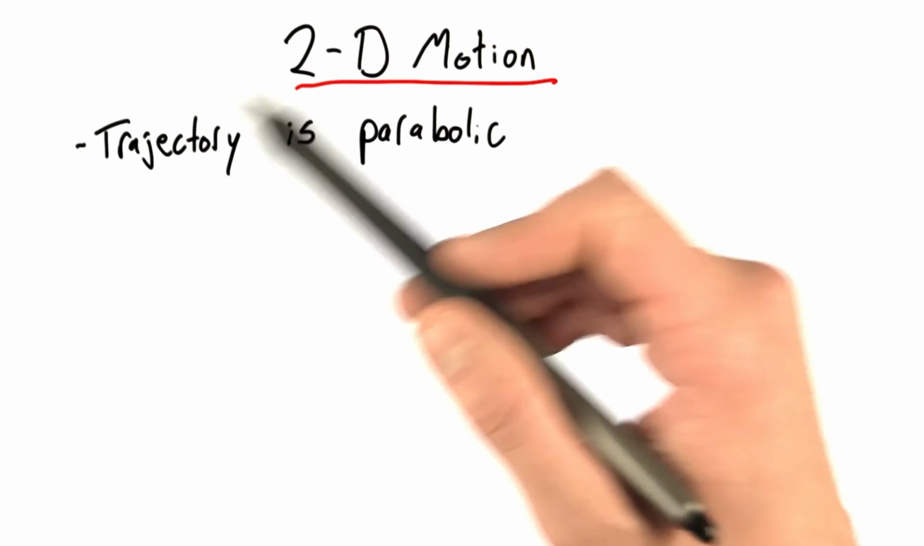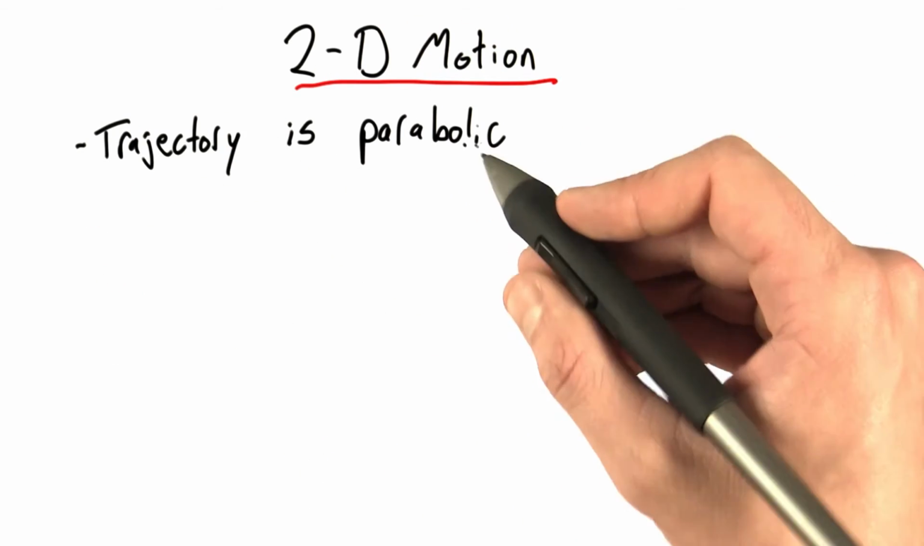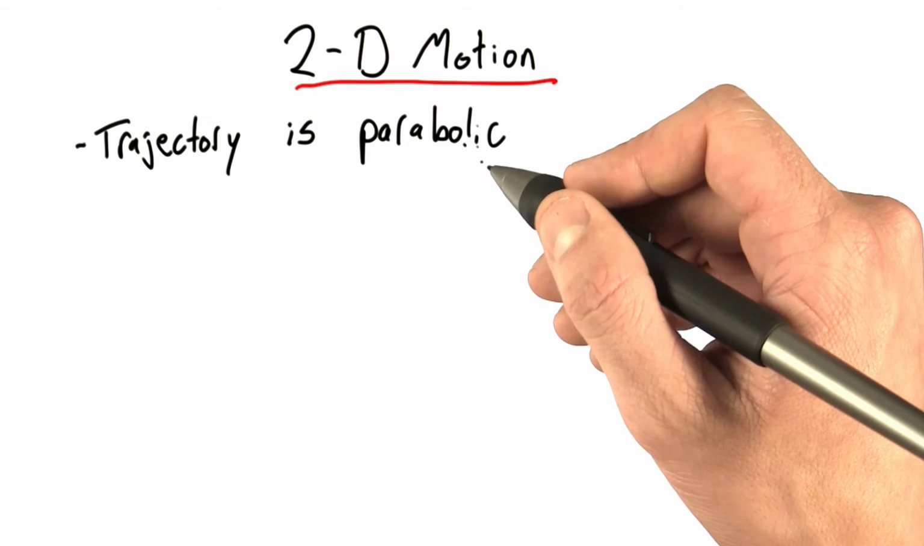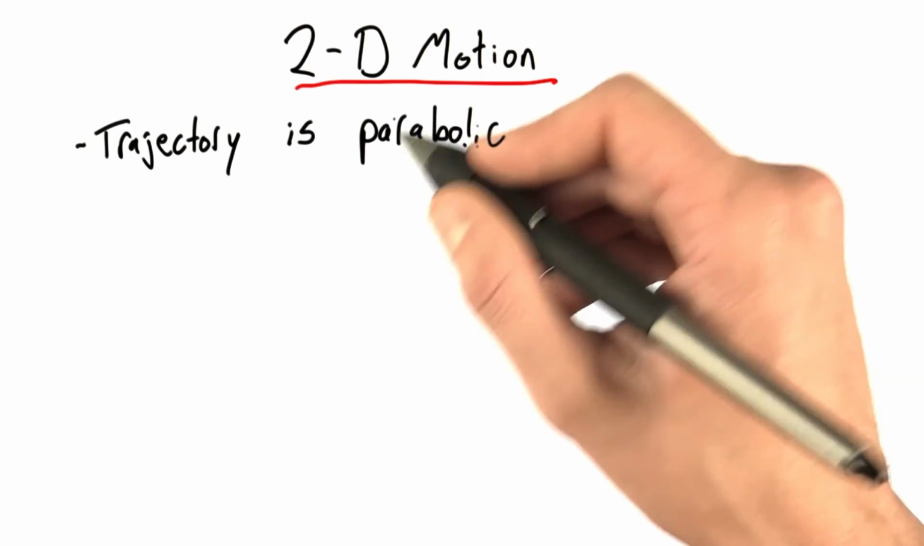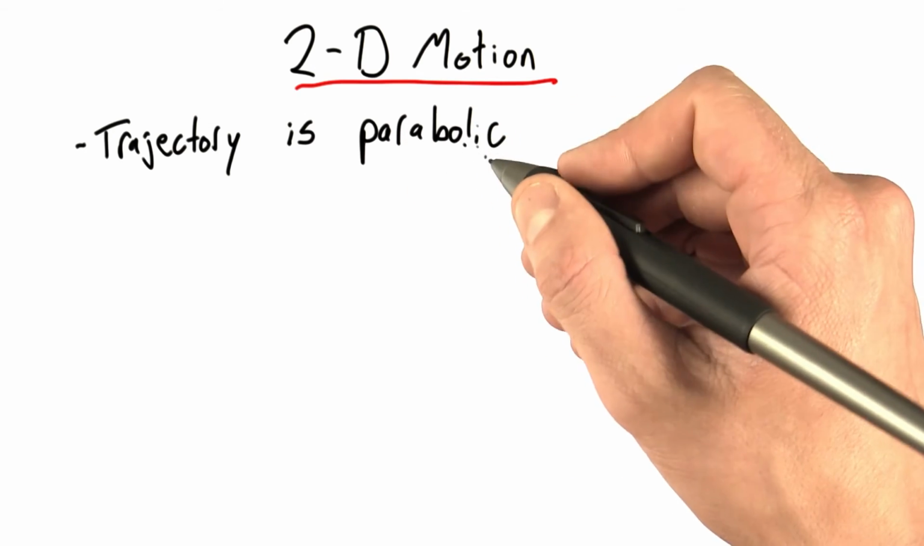So we know that two-dimensional motion is parabolic. But so what? Parabolic is just a word. What does it mean? In fact, can we use this word to somehow describe two-dimensional motion mathematically?